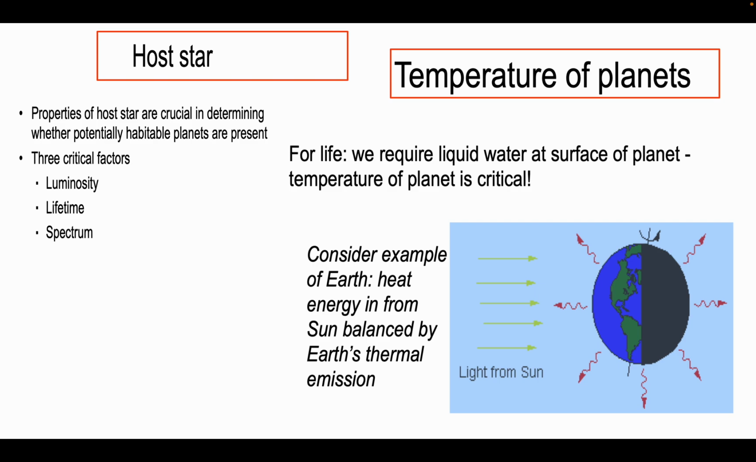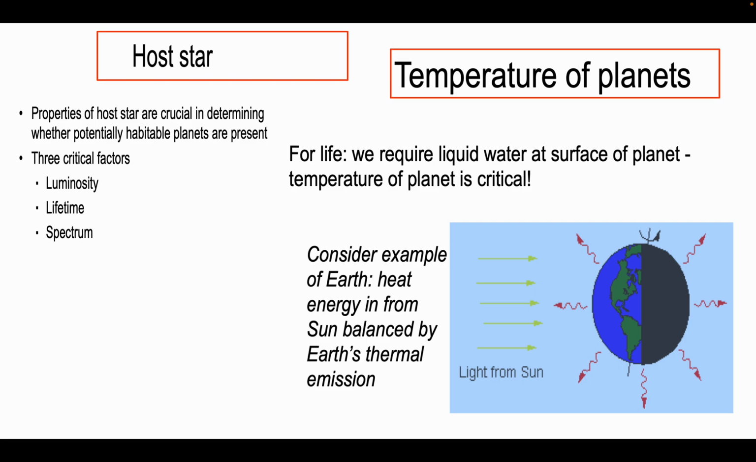The first condition is the host star. Then the second condition is the temperature of the planet. In the subsequent slides, we will discuss what other conditions a planet needs to be a member of the Goldilocks zone. So, what about host stars? Properties of host stars are crucial in determining whether potentially habitable planets are present in a system. There are three key factors: one is the luminosity of the star, another is the lifetime of the star, and another is the spectrum of the star.